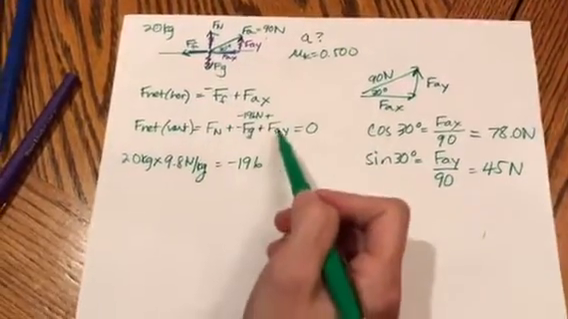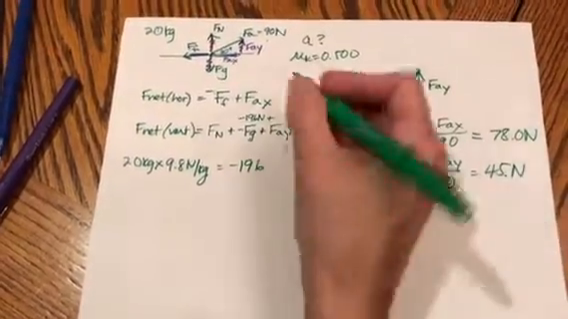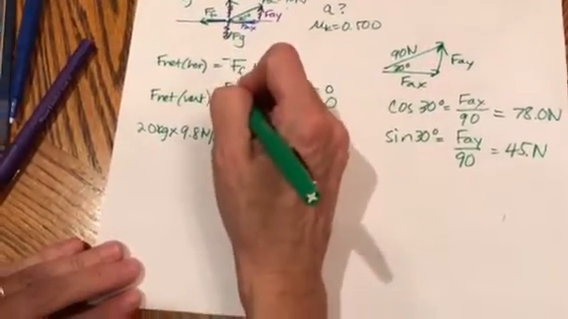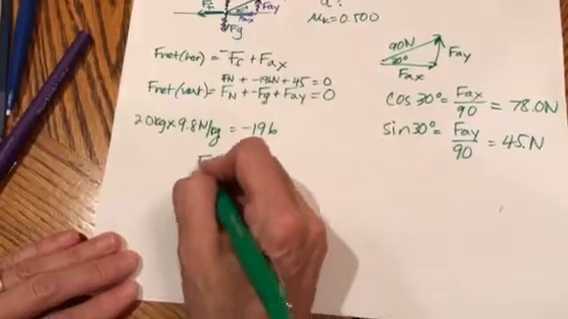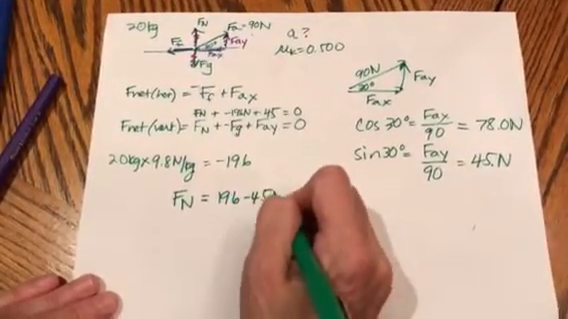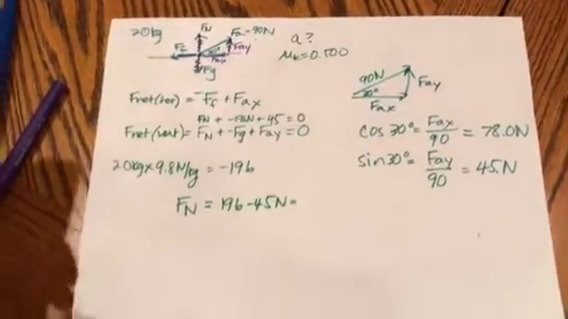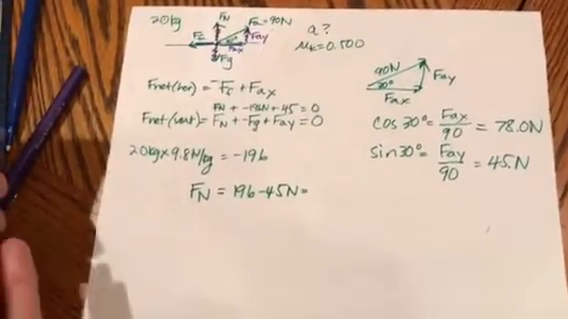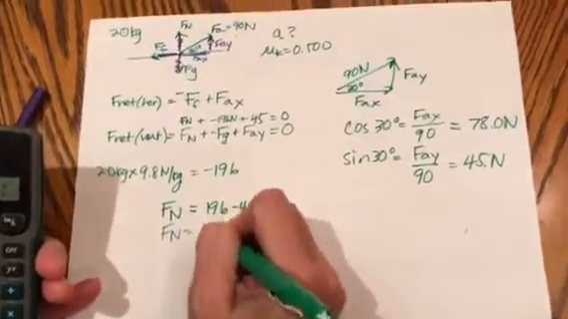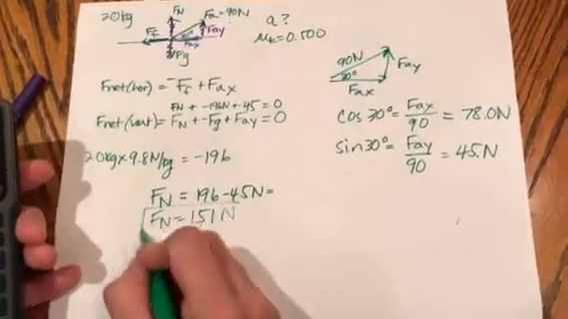So when we go back here, my F of AY, 45, equals 0 plus F N. So when I solve for F N, it equals 196 minus 45 newtons. So we get a value of 151 newtons for my F of N.